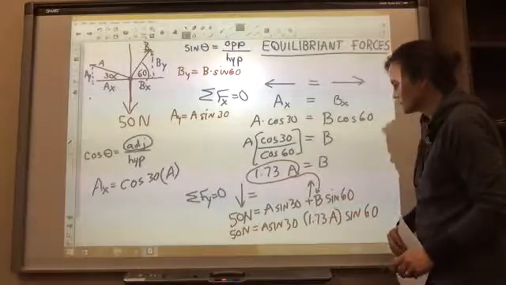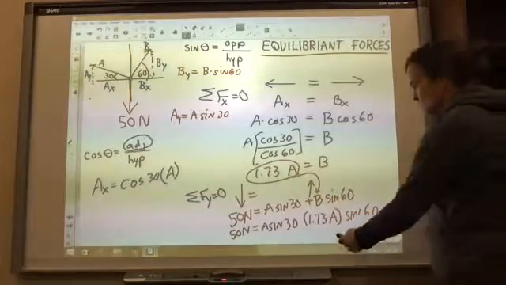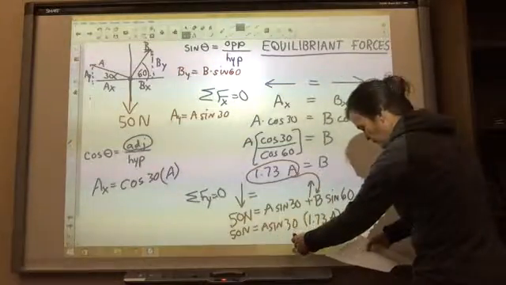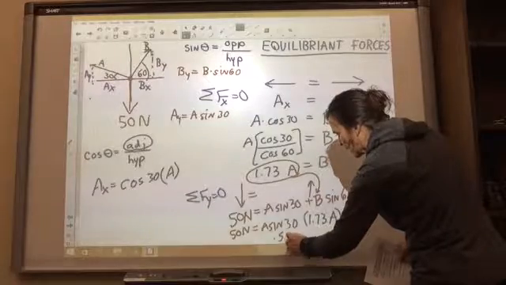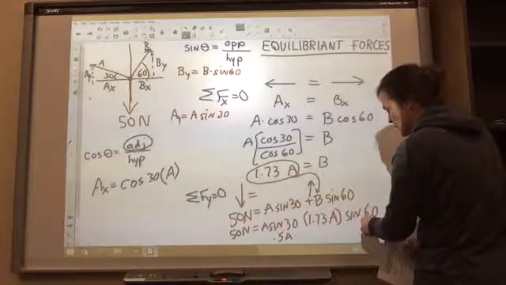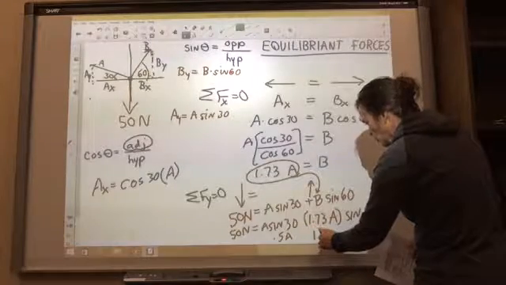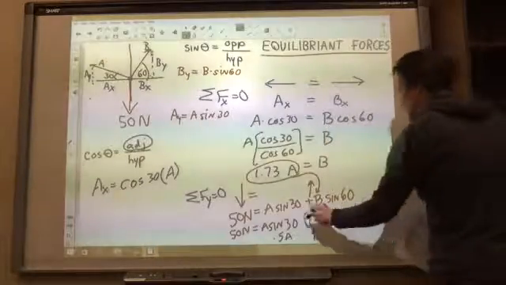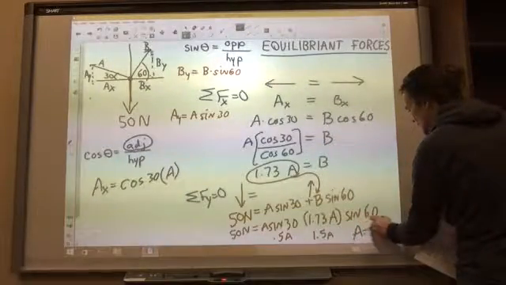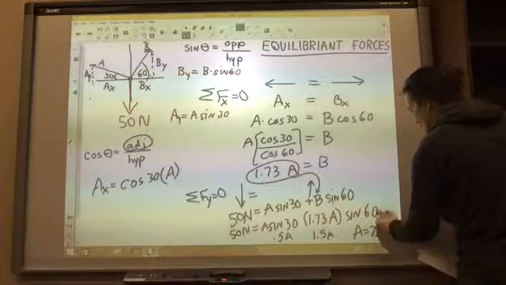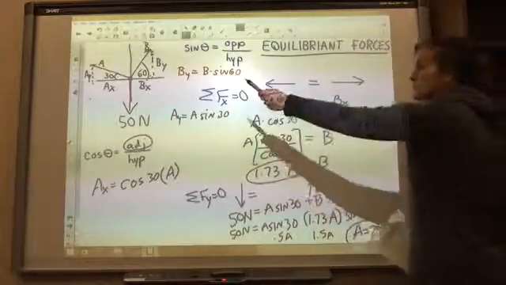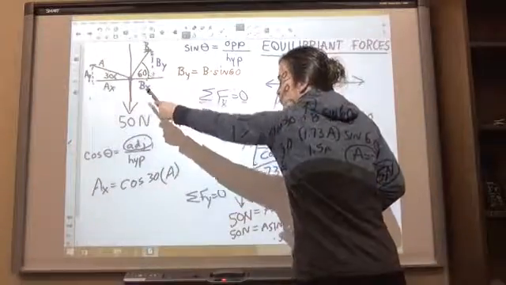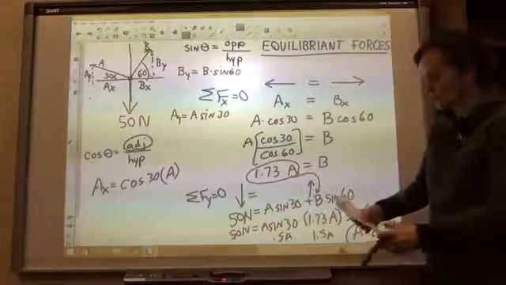So if you crunch the numbers and solve that for A, this sine of 30 ends up being a half an A. And then we have 1.73 times the sine of 60. This ends up being a total of 1.5A. So over here we have 2 A's equal to 50, and we can solve this and say that A is equal to 25 newtons. And that's what the person on the end of rope A is going to have to pull in order to hold this 50 newtons steady.